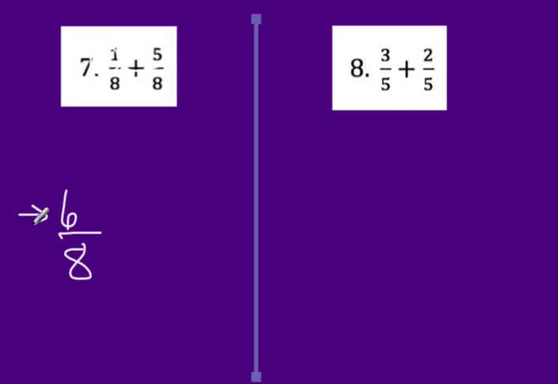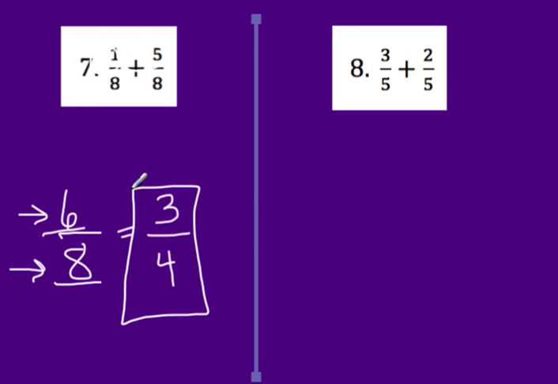Now what I notice is both 6 and 8 can be divided by a number. In fact, they can both be divided by 2. So I'm going to go ahead and divide 6 and divide 8 by 2. And then I end up getting 3/4. That's that process of reducing the fraction. We always want our fraction in simplest, proper form. So that's our answer for number 7.